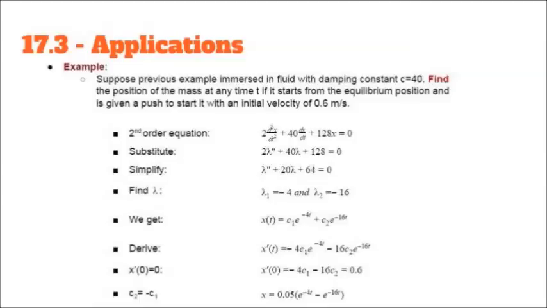We solve for lambda, finding lambda 1 is equal to negative 4 and lambda 2 is equal to negative 16. Then we get that x of t is equal to c1 e to the negative 4t plus c2 e to the negative 16t. Then we derive that x prime of t is equal to negative 4 c1 e to the negative 4t minus 16 c2 e to the negative 16t. x prime of 0 is equal to negative 4 c1 minus 16 c2 is equal to 0.6. x is equal to 0.5 times e to the negative 4t minus e to the negative 16t.